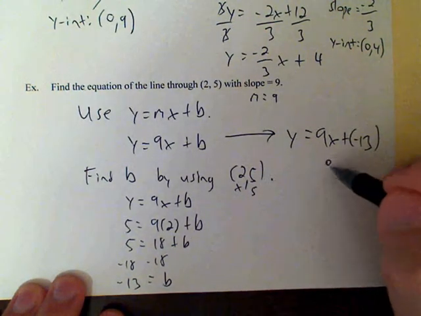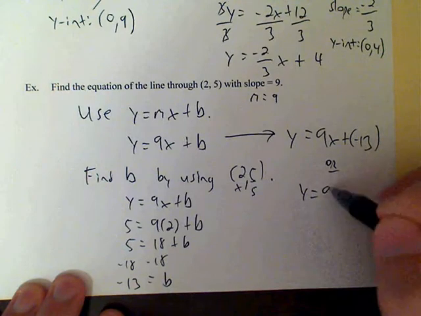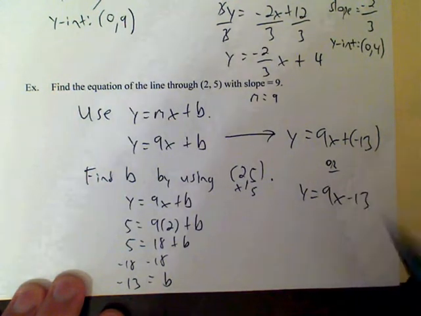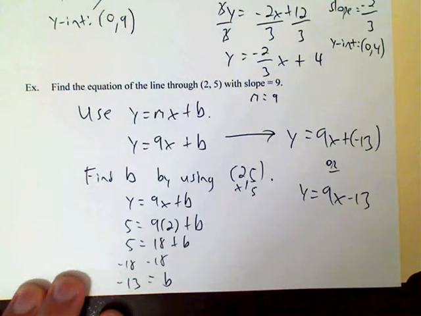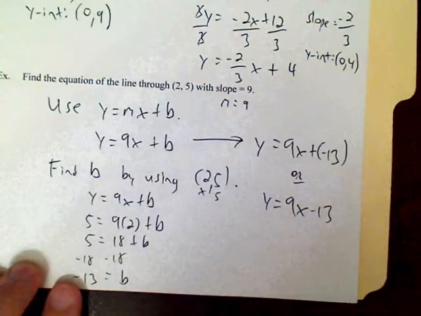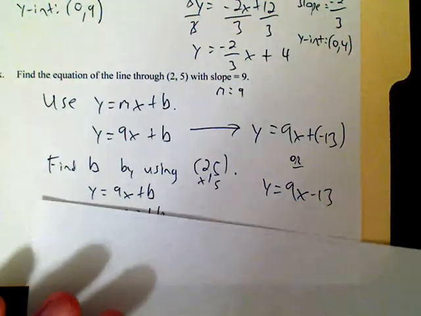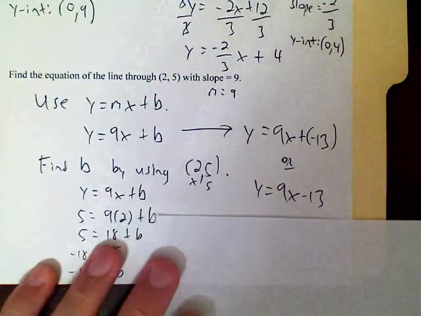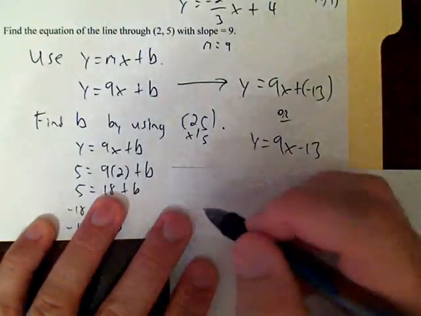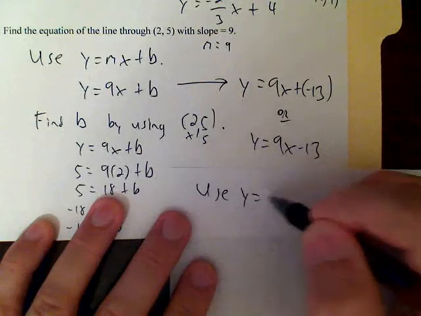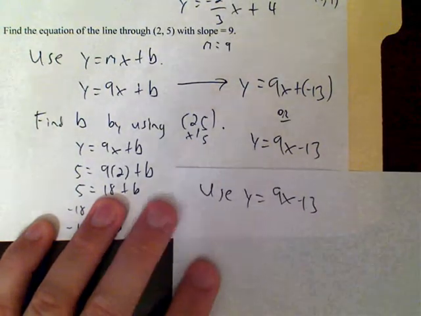And another way to write it, if you choose to do so, is y equals 9x minus 13. Now I'm going to show you a way to graph using the point, using the slope and the y-intercept. Now for this example, we're going to graph y equals 9x minus 13. Let's graph it.